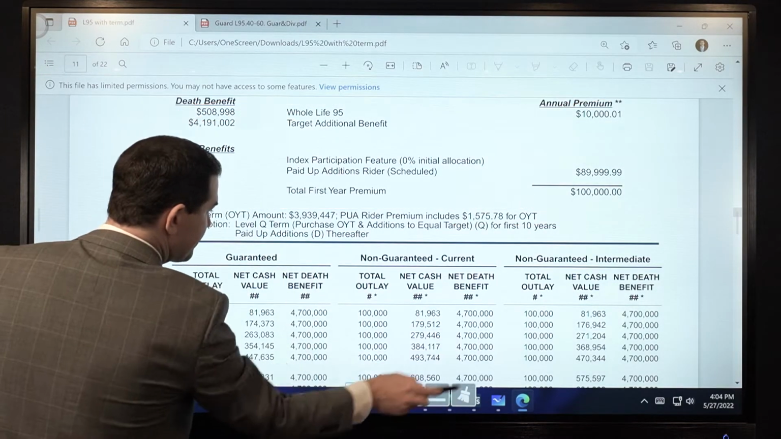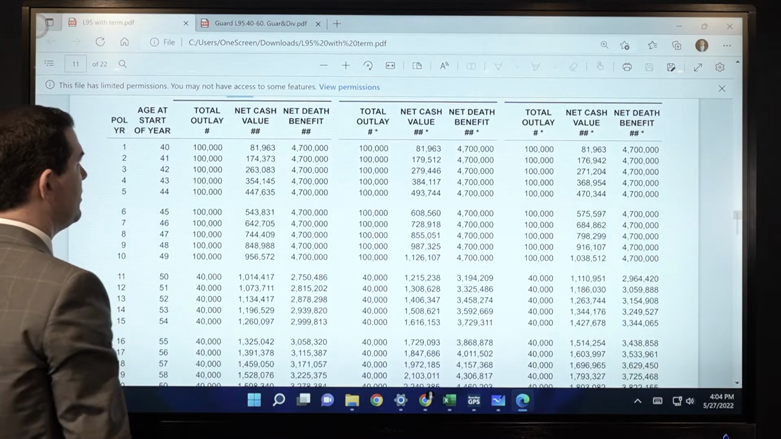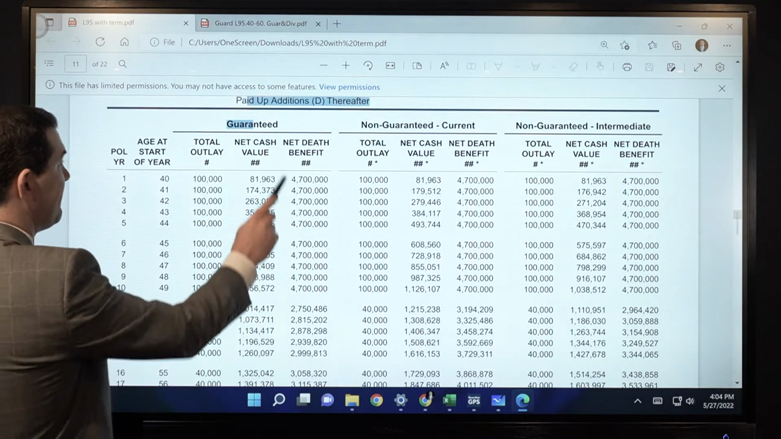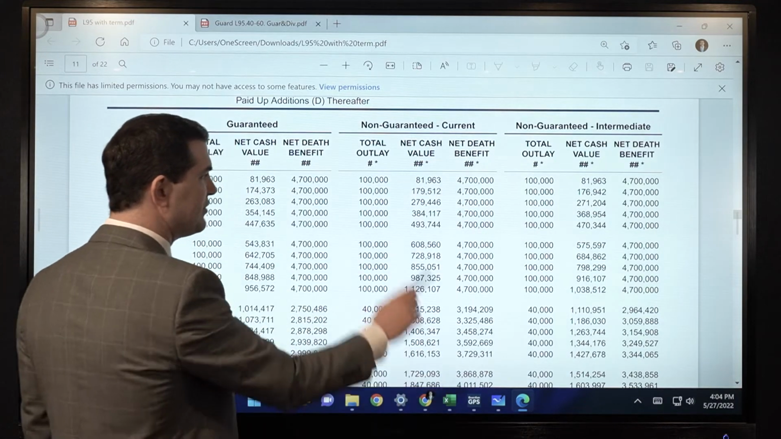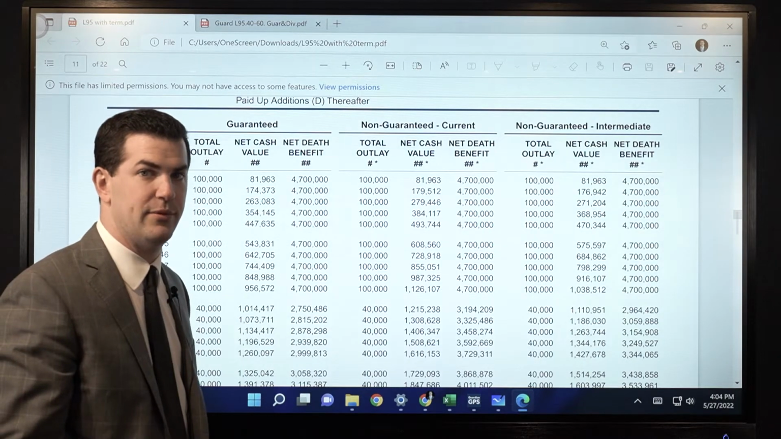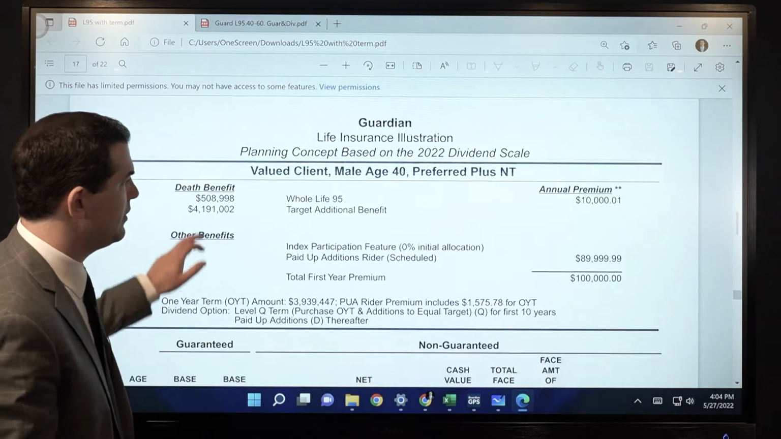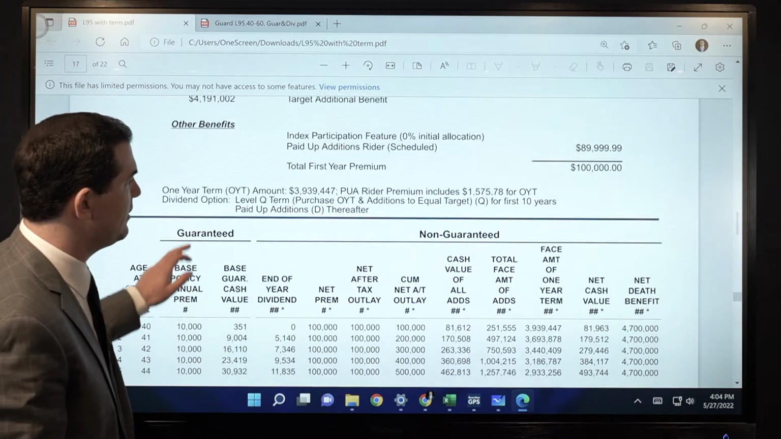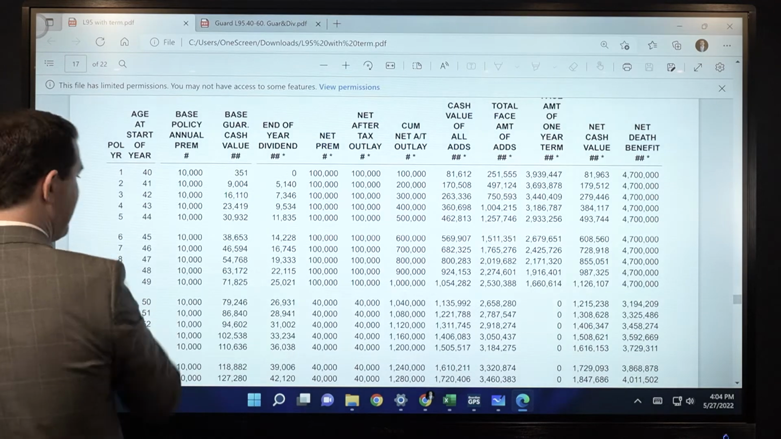Now, as we progress down, here we go. Guaranteed values on the left. My guaranteed values. There's my non-guaranteed values. I'm positive between years 5 and 6 in this particular example. Let's go down to the ledger statement. Breakdown where the money's going, same as we had before. The difference you'll see is on the far left.